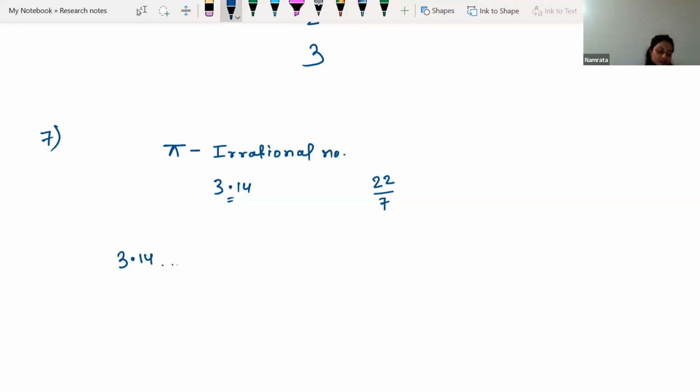Let me write a few digits at least, so that we can go ahead with the question. This is how the value of pi is there. If you are seeing me writing it on the screen, this is how very random numbers will keep on coming without any pattern.